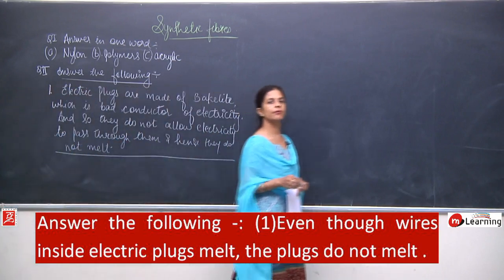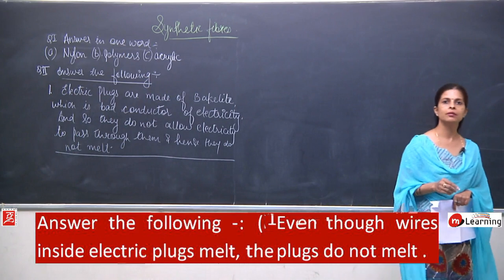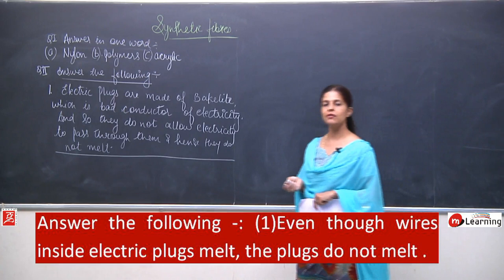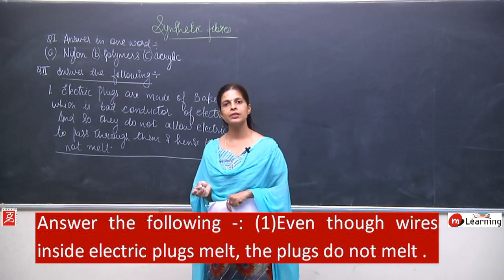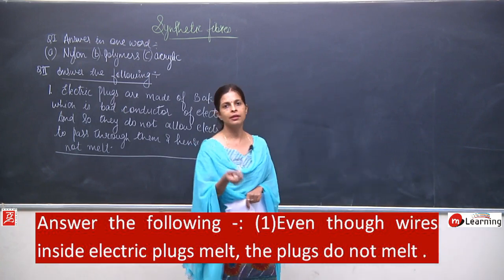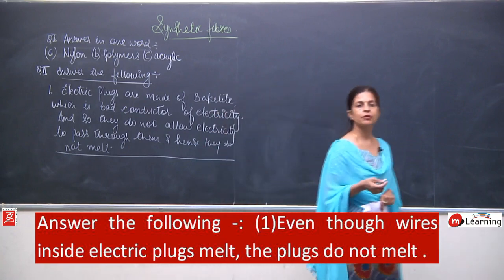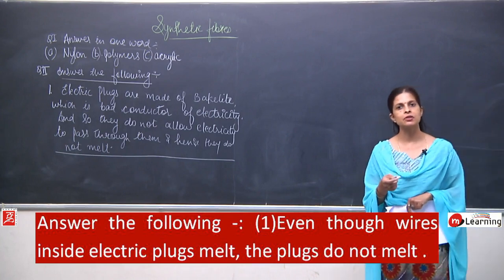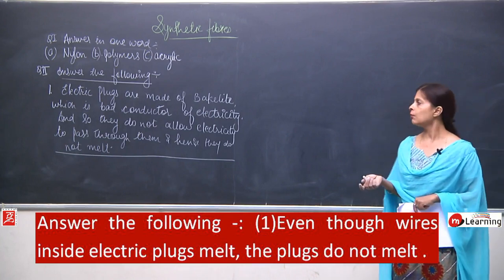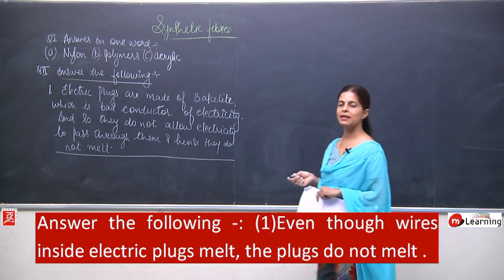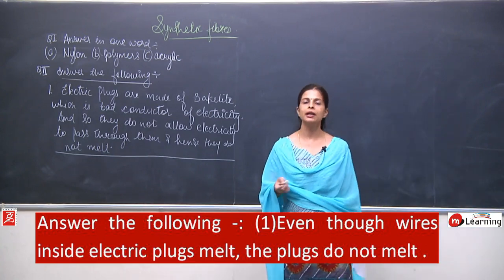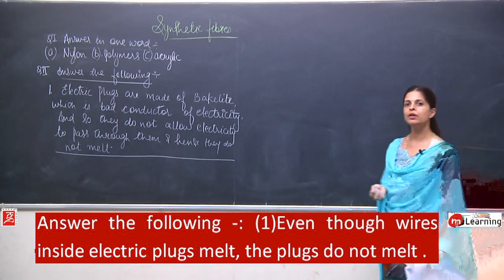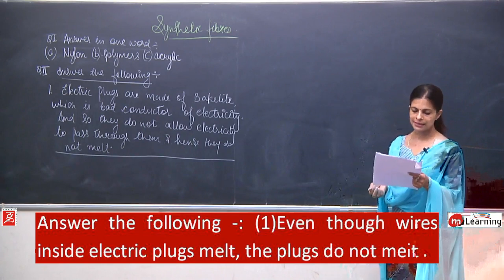This is our question number first. The question was the wires melt, but the plugs do not melt. So the thing which is made up of good conductor, it will allow the electricity to pass through it, and when more current is passed, when the strength is more, so what will happen, children? The current will force that particular substance to melt, isn't it? But when the substance through which the electricity is passing is a bad conductor, it won't allow the electricity to pass through it, and so it won't melt.